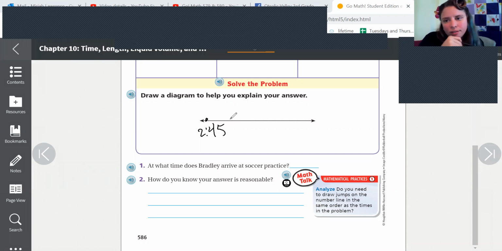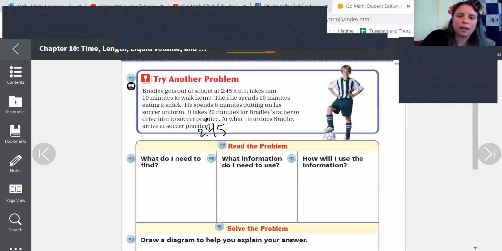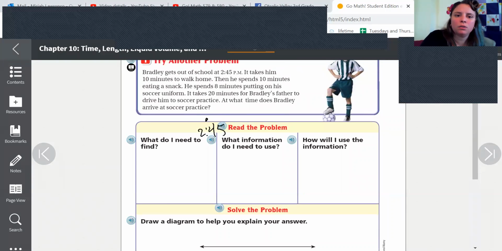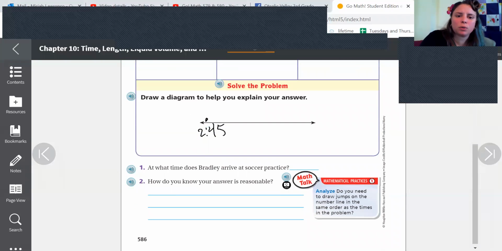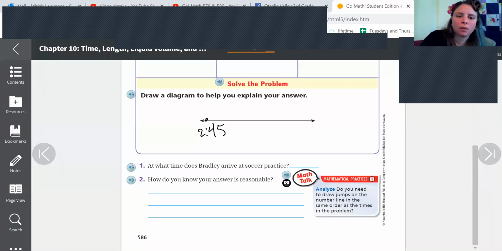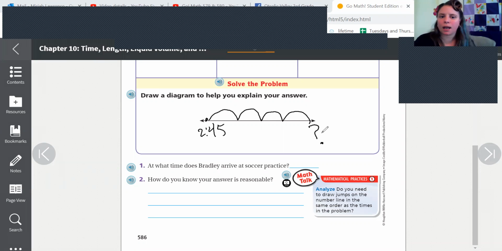Now we have a couple of jumps. How many jumps do we have? Let's go look. We have 1, 2, 3, 4 jumps. So on the number line, we might as well just go ahead and put those 4 jumps in. 1, 2, 3, 4. And this is what we're looking for. What is the end time?